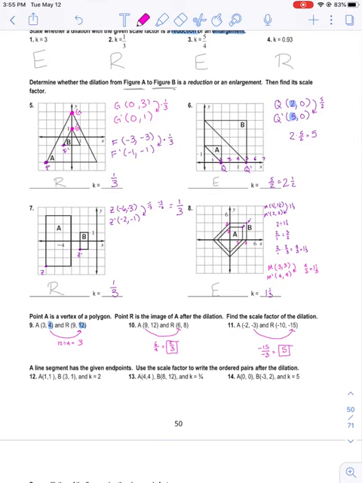Okay, so 12 through 14, they give you K, and they give you 2 points from the original figure, and they want you to find what the new points will be after the enlargement or reduction. Pause the video, see if you can figure out how to do that. Unpause when you're ready to go over it.